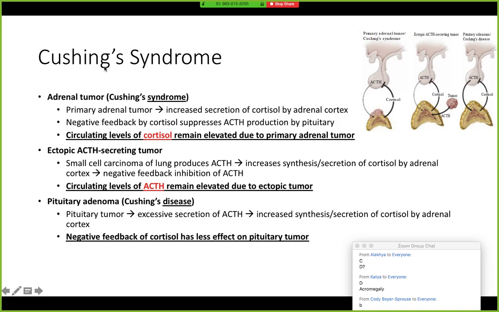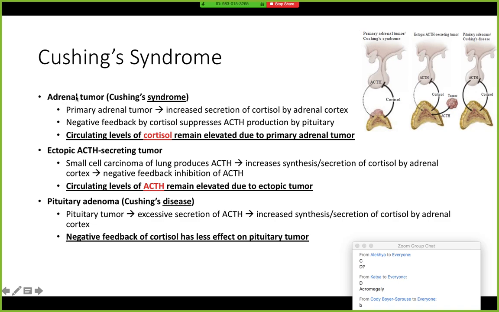Okay, so Cushing's syndrome, kind of three different ways that this can present. So in the first example here, if you have an adrenal tumor, this is referred to as Cushing's syndrome. Or if you have an ectopic ACTH secreting tumor, also Cushing's syndrome. But if you're talking about a pituitary adenoma, then it's referred to as Cushing's disease.